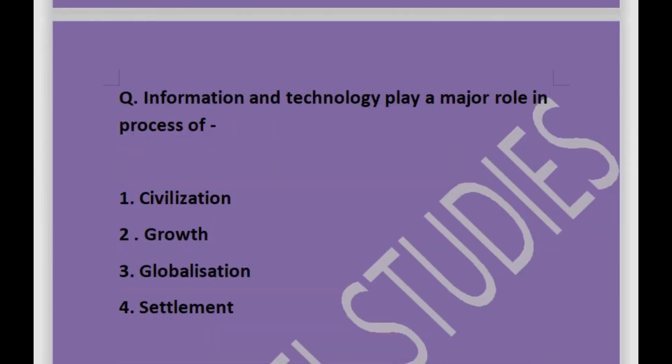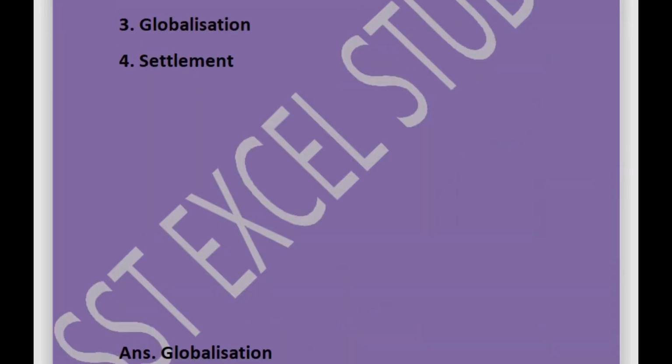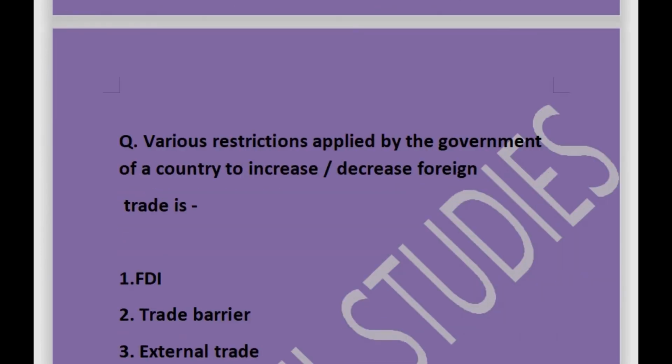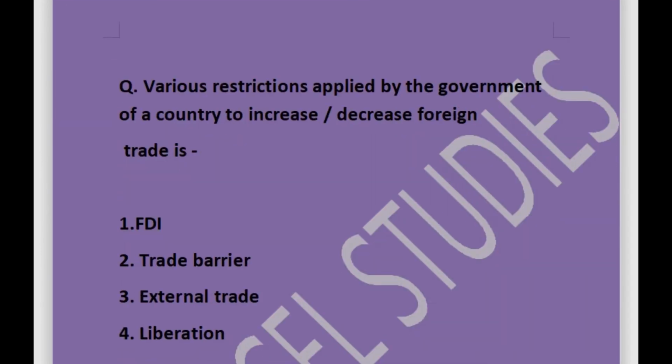Next question is: information and technology play a major role in the process of? Options are civilization, growth, globalization or settlement. Answer is globalization. Next question is: various restrictions applied by the government of a country to increase or decrease foreign trade is? Options are FDI, trade barrier, external trade or liberalization.